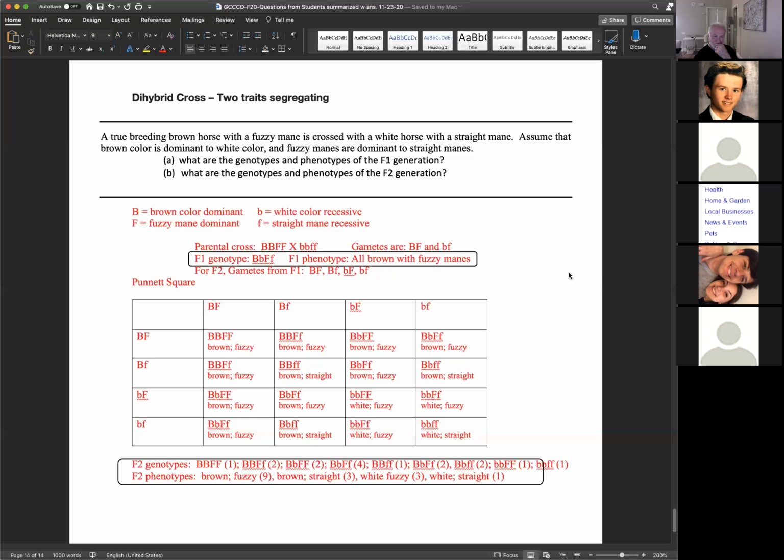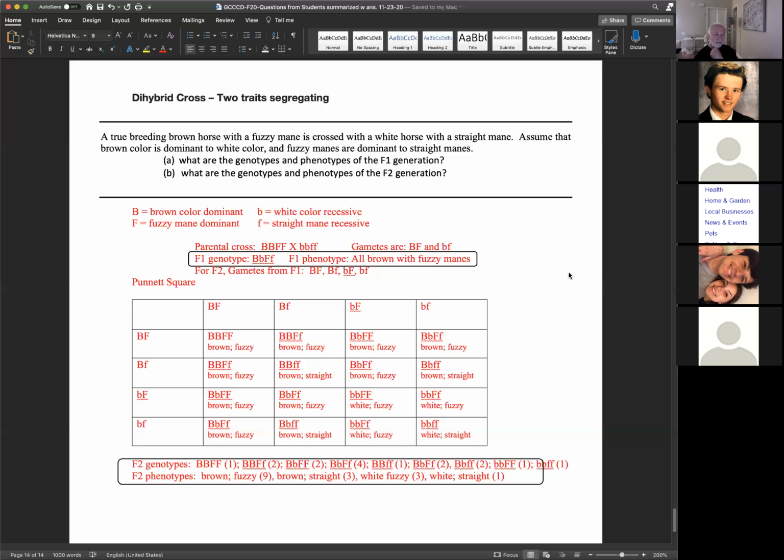And then you have to start to count things up because they want to know about the genotypes. And so they're going to want to know quantities, just like in the last one. And for phenotypes, they're going to want to know quantities. When you look at your F2 genotypes, if you tabulate them all up, you will find these numbers here. I won't read through them all.